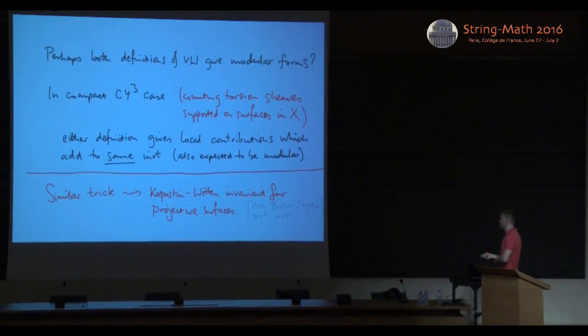Okay, and then a similar trick means you can also define the Kapustin-Witten invariant for projective surfaces using the recently developed theory of Joyce and Borisov defining four-dimensional DT invariants. But that's for another day. Okay, thank you.